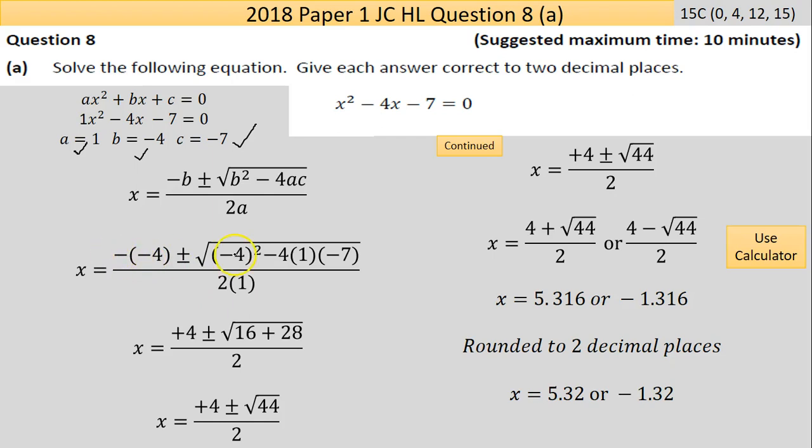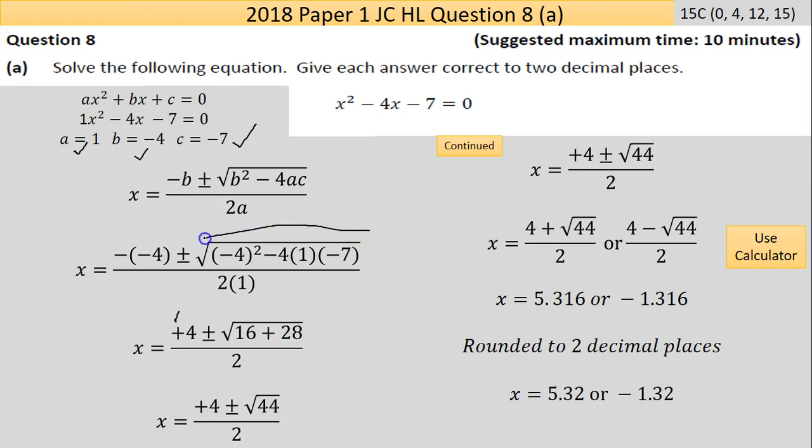Now I need to go left to right, top then bottom, and simplify what I can. Going left to right, brackets mean multiply, so minus times minus changes to a plus. Minus 4 squared means minus 4 times minus 4, which is plus 16. Minus 4 times 1 times minus 7 is a triple multiplication, so use your calculator if you need to. I end up with plus 28.